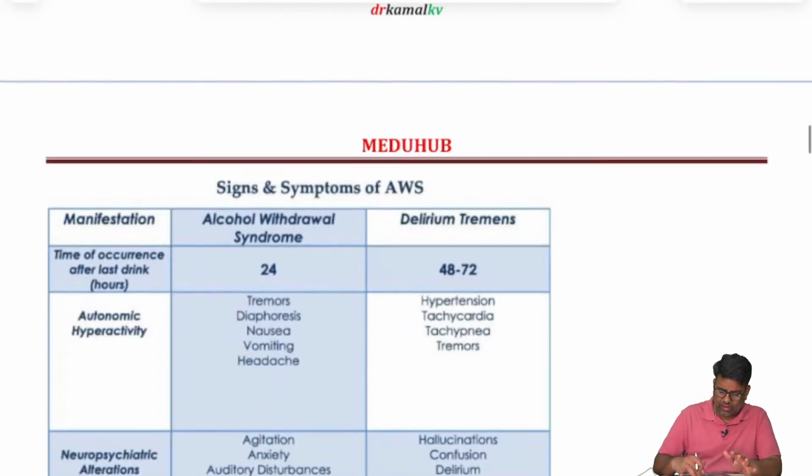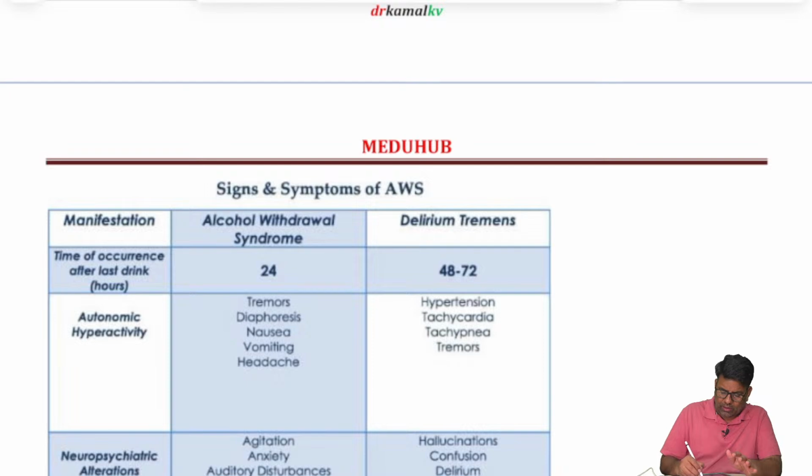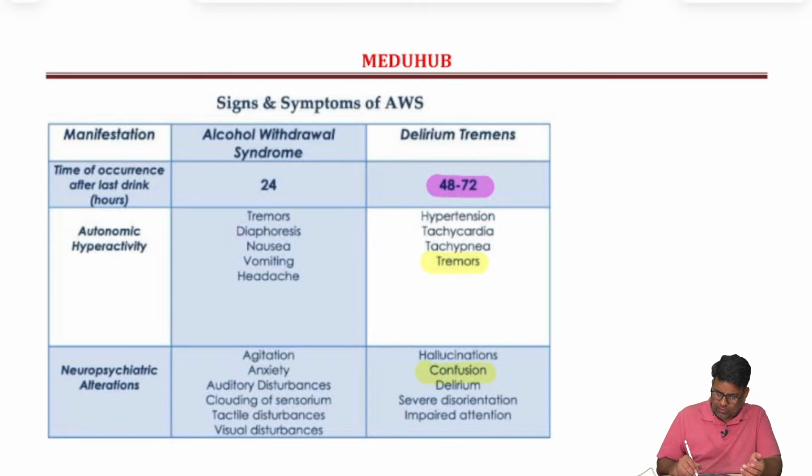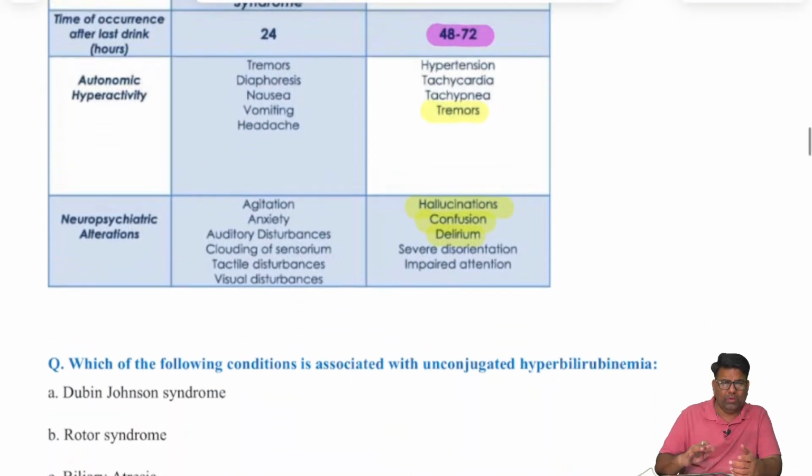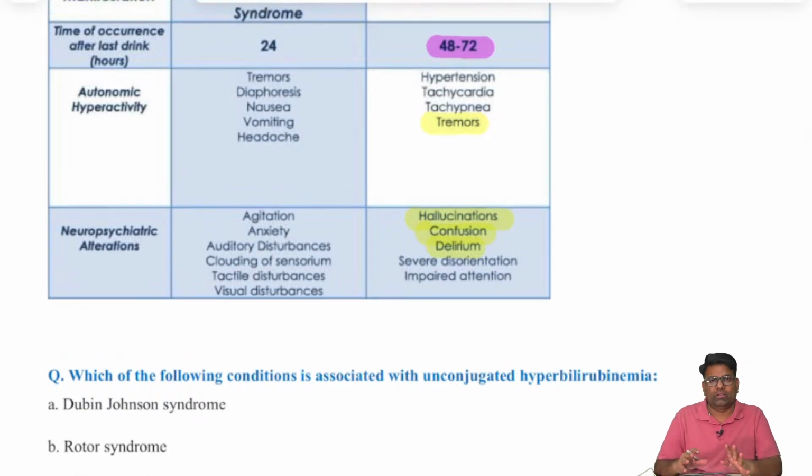The time period will just give you a clue that you have to mark the answer as delirium tremens and nothing else, right? So there can be tremors, there will be confusion, delirium, and hallucinations. So this is all delirium tremens. Time period is very important, and that is self-sufficient to make a diagnosis of delirium tremens, right?